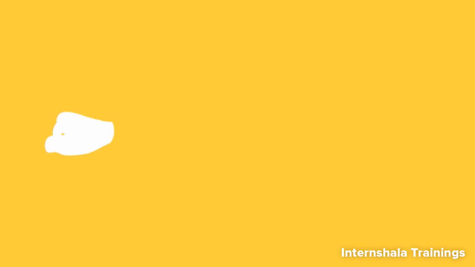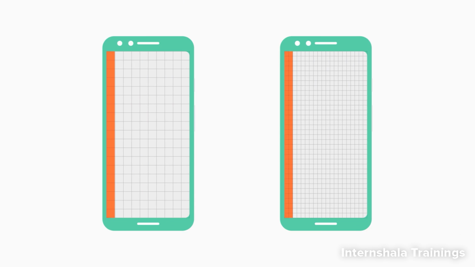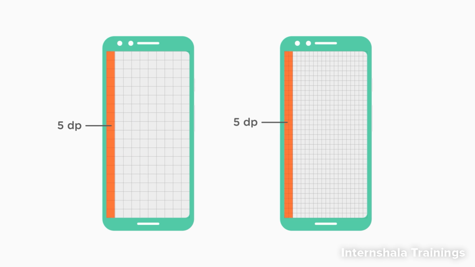That's when we use the concept of DP or density independent pixels. Now, when we give a margin of let's say 5 dp, the margin size will be the same in both these cases. So let's say we give the margin as 5 pixels for these two screens with different pixel densities. Both the margins are different, right? But if we give the margin as 5 dp for both, the margins will remain the same irrespective of the pixel density of the screen. This is the benefit of using dp as a unit for defining margins rather than pixels.